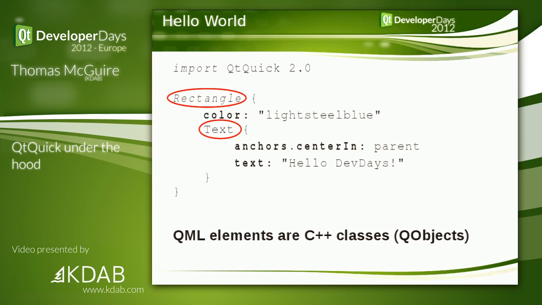And if you look into the Qt source code, there's actually no class called Rectangle. There's a class called QQuickRectangle, and there's a class called QQuickText. So what QtQuick does is it has a registry of known QML classes. And at startup, QtQuick calls a function called qmlRegisterType, where it tells the QML engine, okay, there's a class named QQuickRectangle. Please make that available as Rectangle in QML. Same for the Text element.